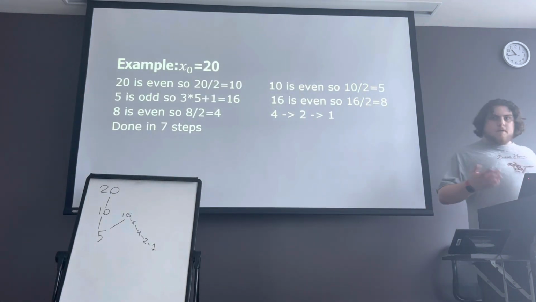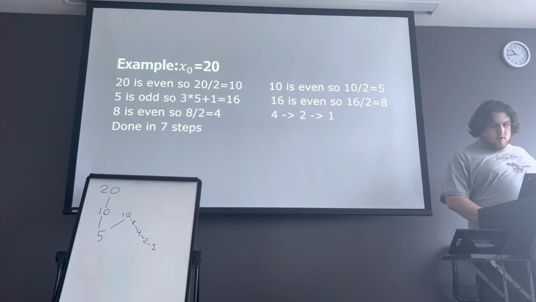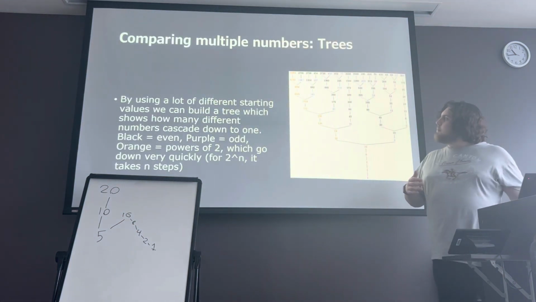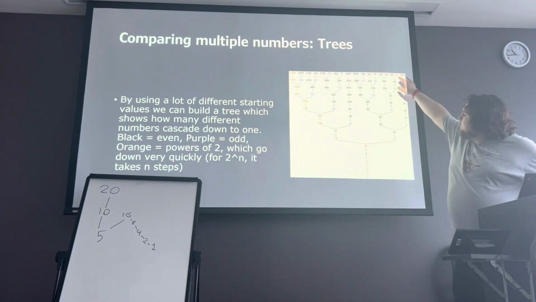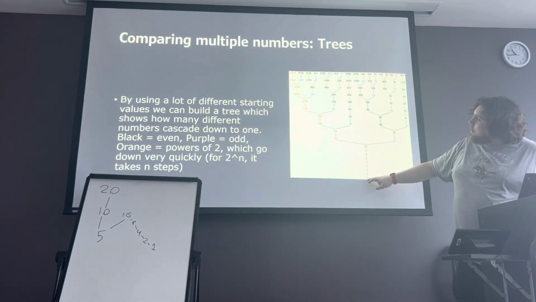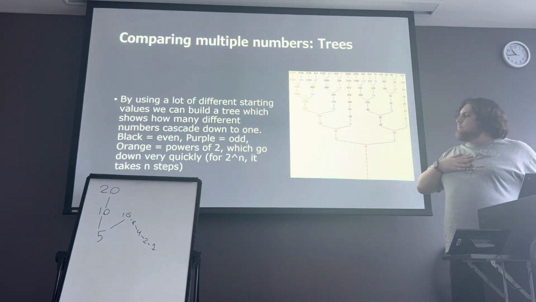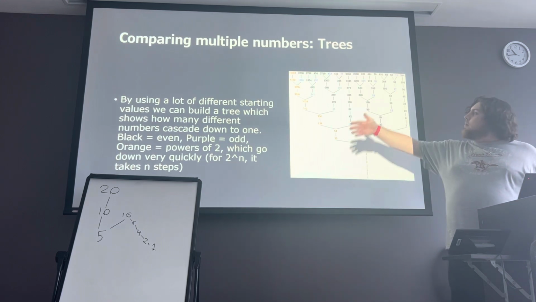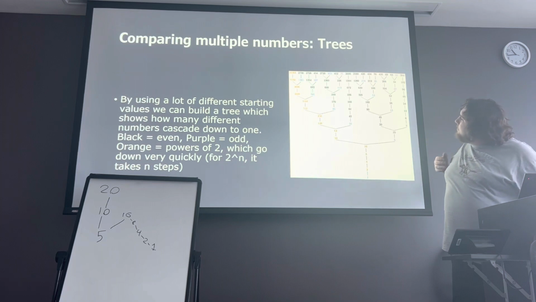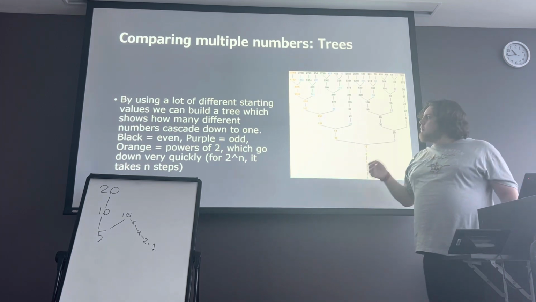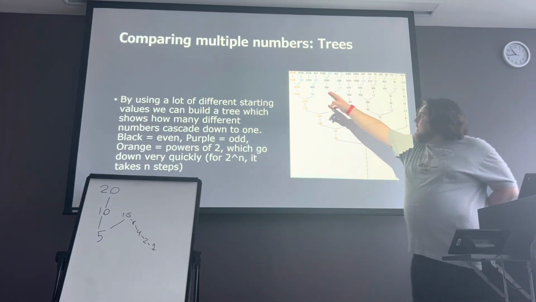And that's pretty cool. And then, if you want to look at a lot of numbers, you probably can't see this too well, but there's a bunch of different numbers and how they break down. They all go to 1. The blacks are the even numbers, the purple ones are the odd numbers, and then the orange ones are the powers of 2.